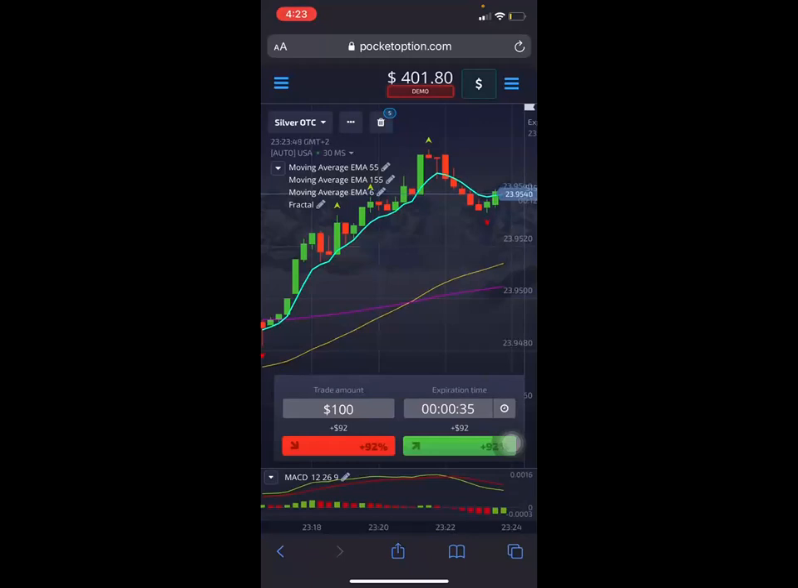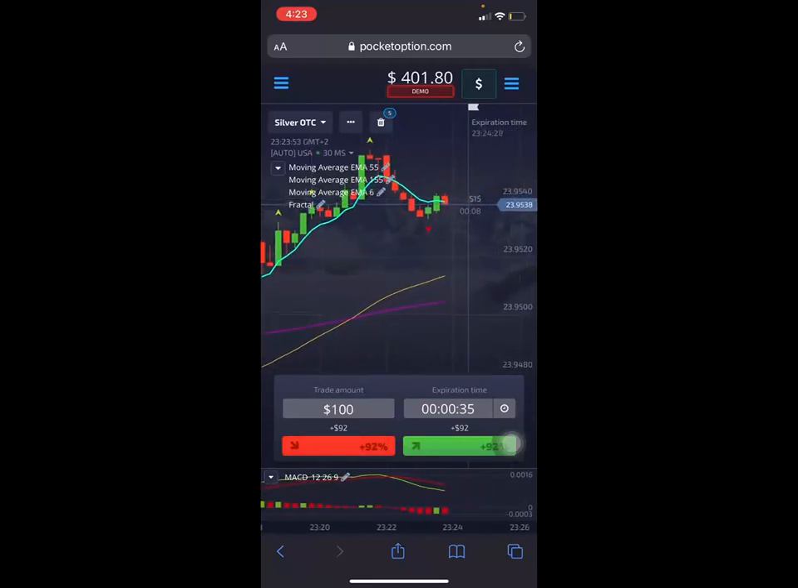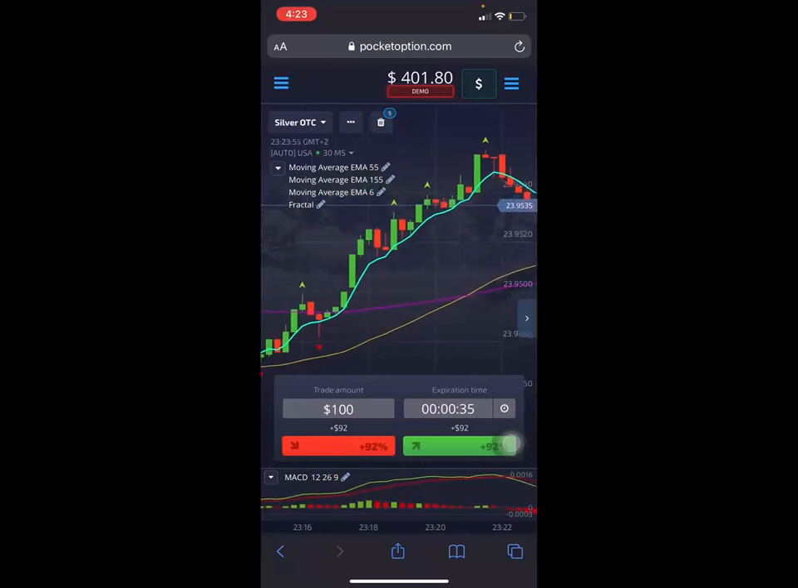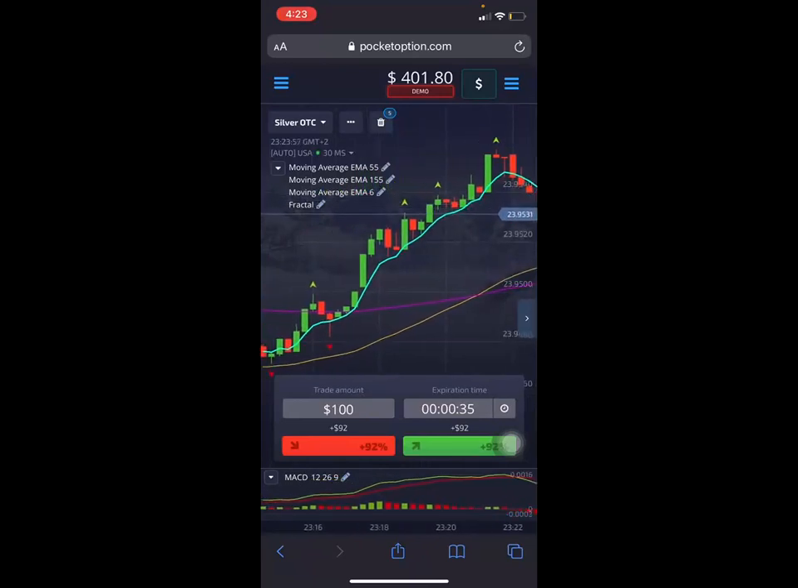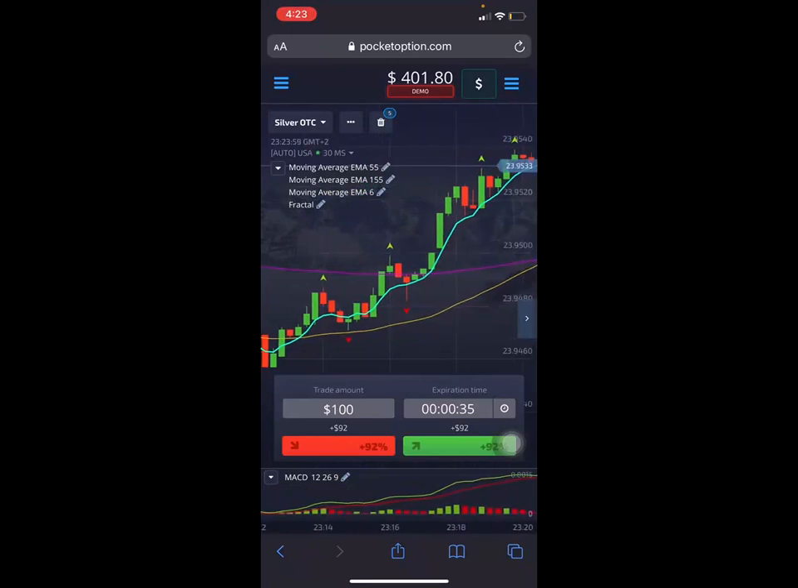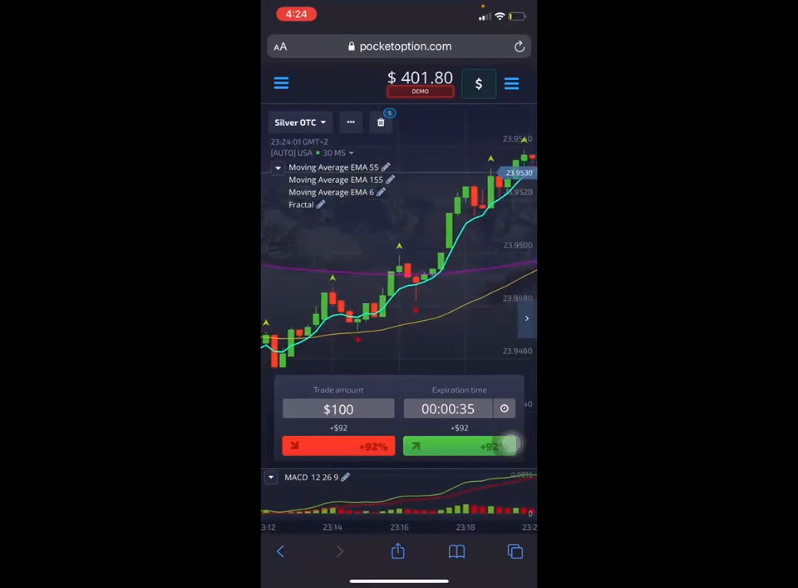Slide the chart over to the right a little bit. Meant to the left, my bad. I'm sorry. Right there. You see how the number 6 crossed over top of the 55? Once you get this cross in the market, the 55 moving average is showing you where your entries are. Whenever price rejects the 55 to whatever direction, that's where the price is about to go.